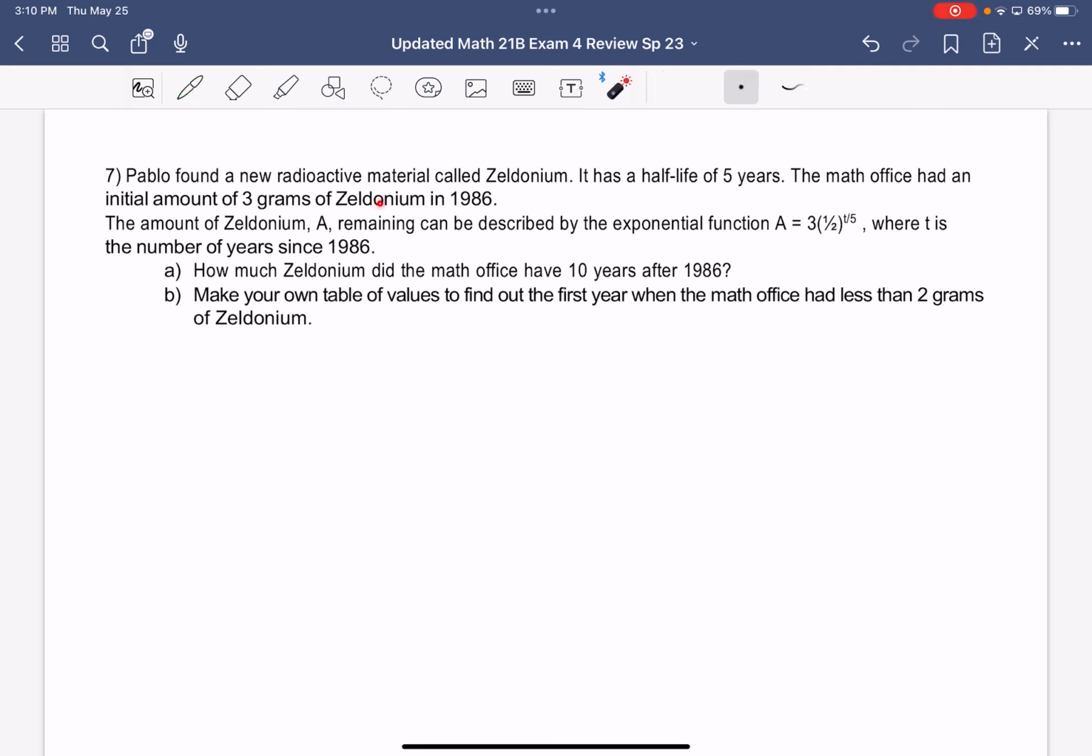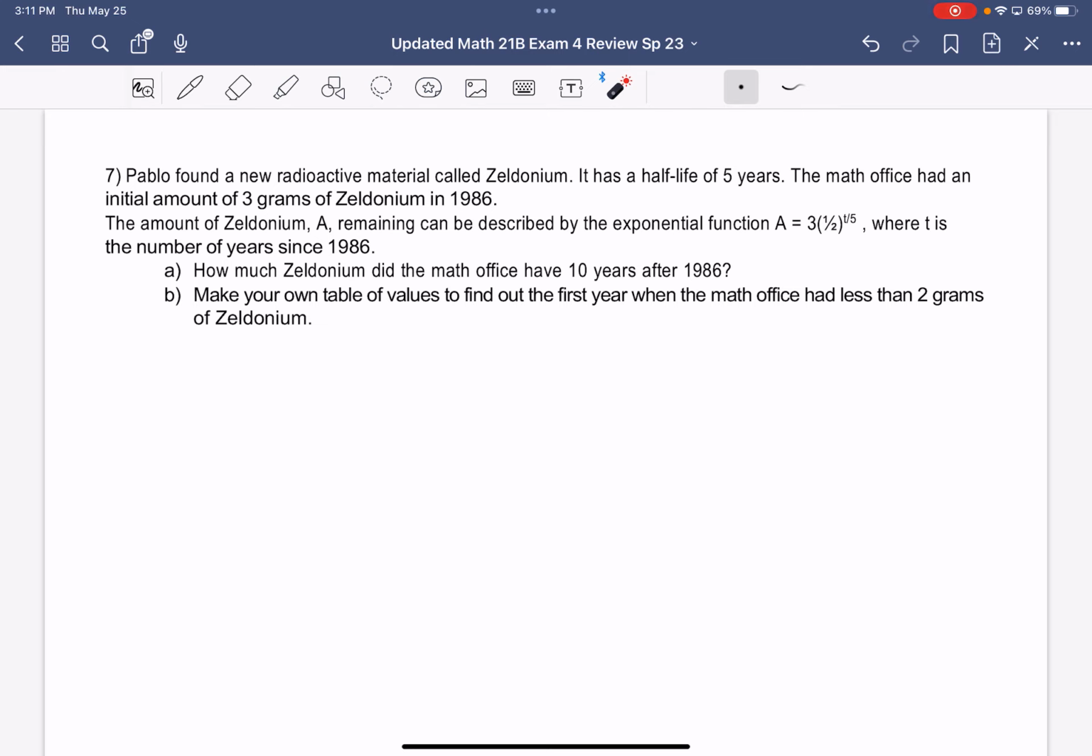Pablo found a new radioactive material called zeldonium. It has a half-life of 5 years. The math office had an initial amount of 3 grams of zeldonium in 1986. The amount of zeldonium, A, remaining can be described by the exponential function A equals 3 times 1/2 to the power of t divided by 5, where t is the number of years since 1986. Part A. How much zeldonium did the math office have 10 years after 1986?